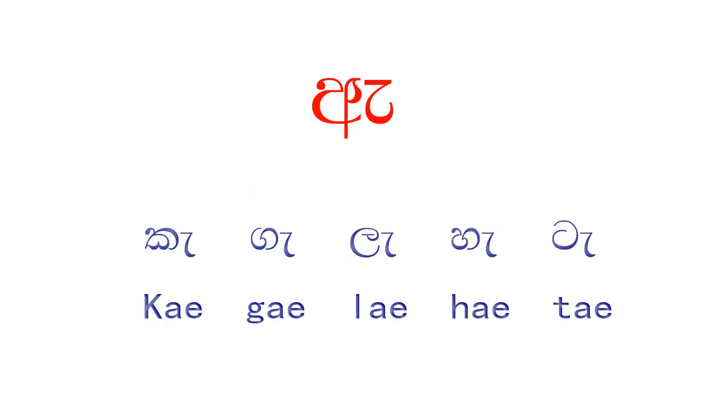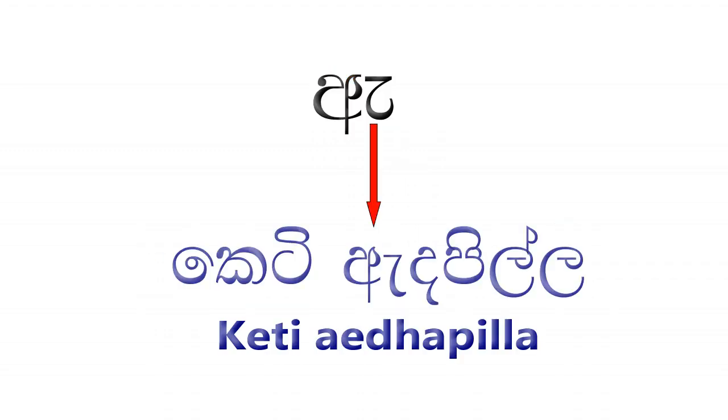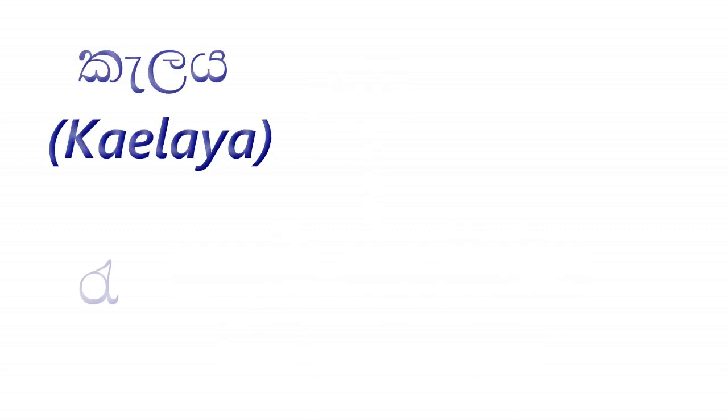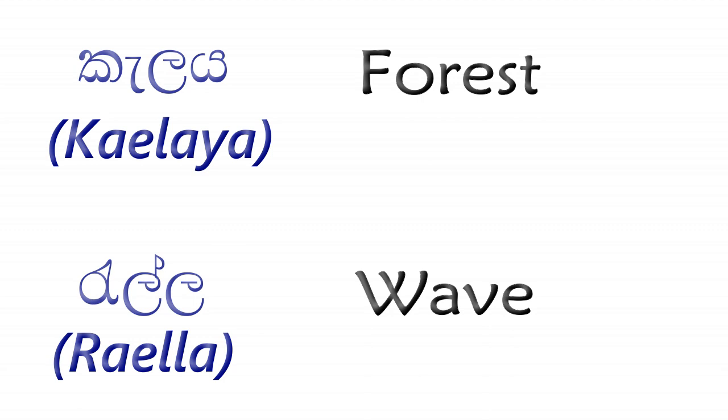Next vowel is this one. This is also easy. You just add this part to a letter to make it sound like this. The name of this pilla is keti aela-pilla. Keti means short. Let's look at some examples. Kalaya, rala. Kalaya means forest, rala means wave.